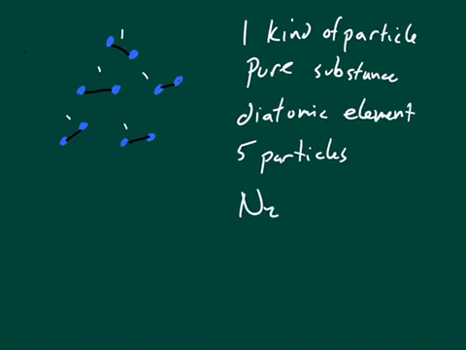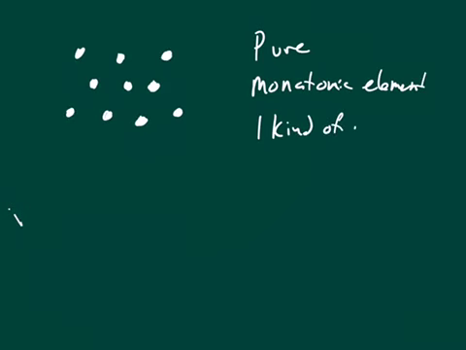Usually nitrogen is represented as blue. Lastly, or second to last, we have all these particles are the same, so it's obviously pure. This would be a monatomic element. And we only have one kind of particle. And we have 1, 2, 3, 4, 5, 6, 7, 8, 9, 10 particles, but only one kind.